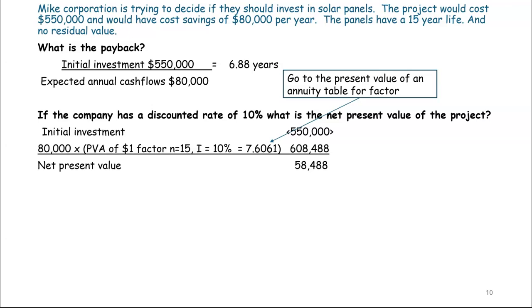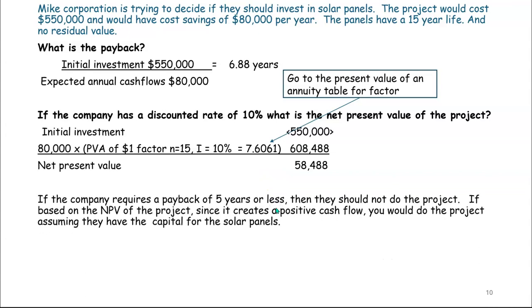And that's the present value of receiving $80,000 a year if we had a return of 10%. Now our net present value is $58,488, which means that our return is higher than 10%, because if the net present value had been 0, that means the return was exactly 10%.